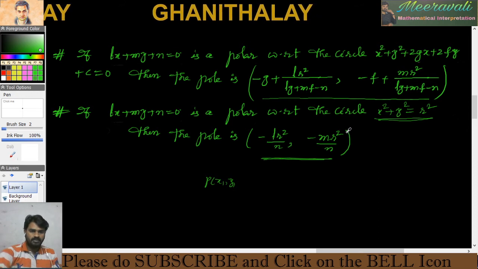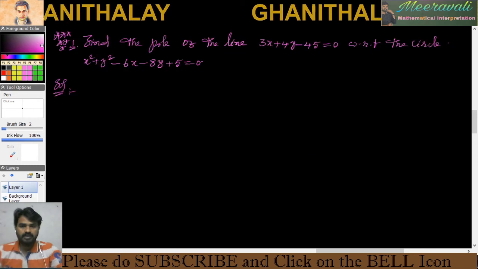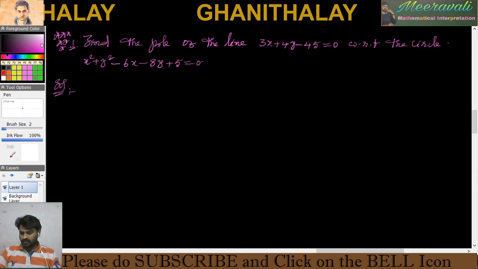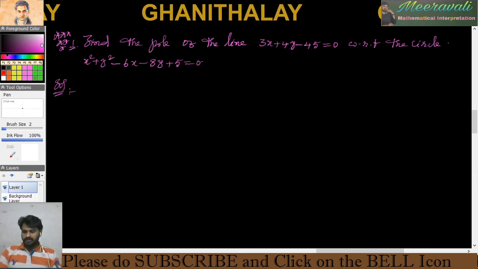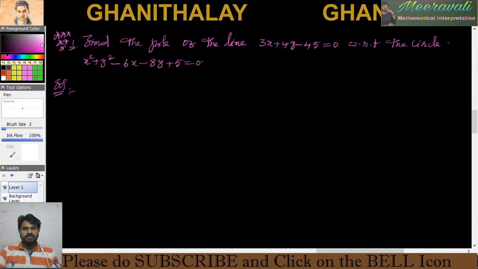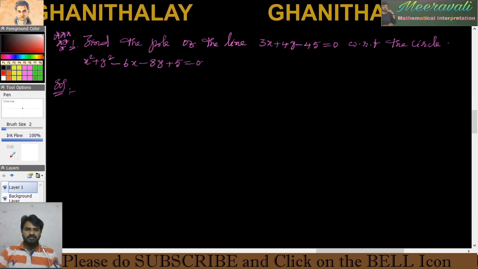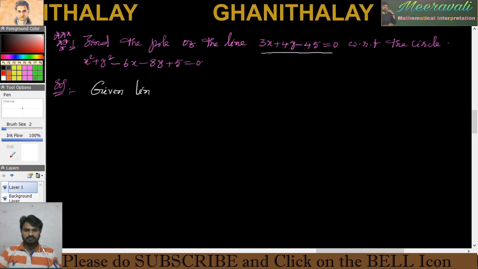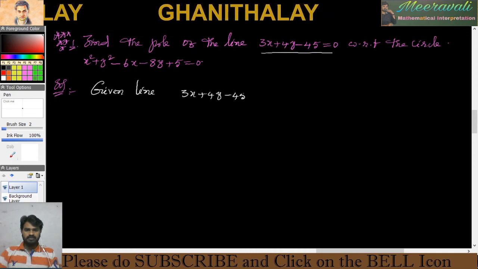Have a look at these problems, this model. Look at the problem here. Find the pole of the line 3x plus 4y minus 45 is equal to 0 with respect to the circle x square plus y square minus 6x minus 8y plus 5 is equal to 0. This is the problem. So look at what is given here. You have seen a line. So first you need to take the given line 3x plus 4y minus 45 is equal to 0.